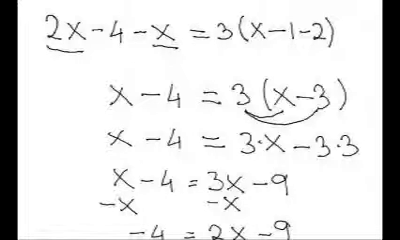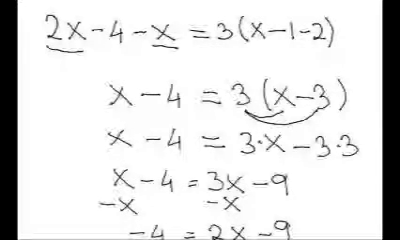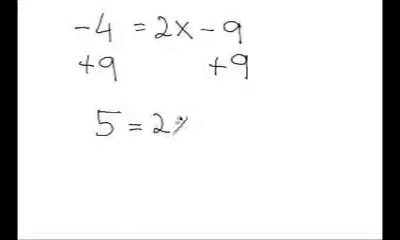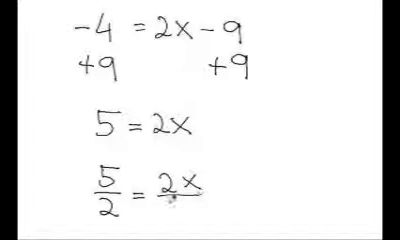On this new page I have minus 4 equals 2x minus 9. I'm going to add 9 to both sides of the equation, and I end up with 5 is equal to 2x. Now I'll divide through by the 2, and I end up with 5 halves equals 2x over 2.